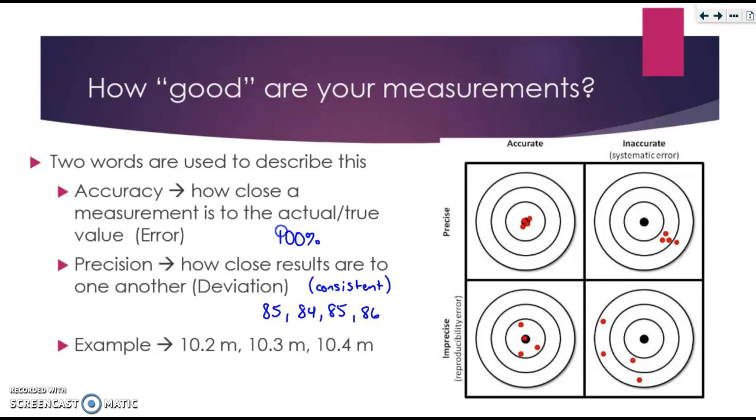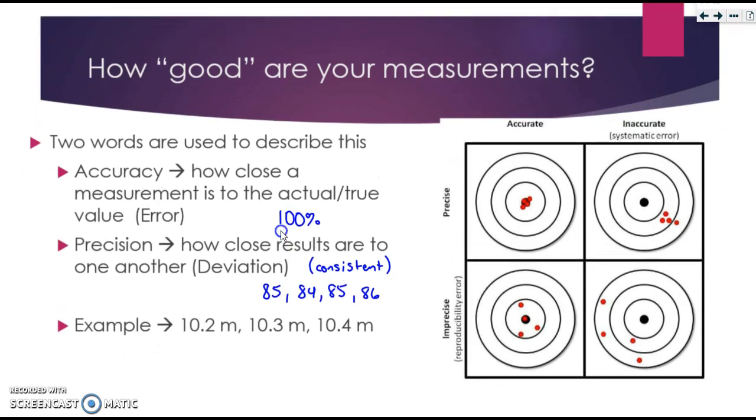You can also take a look at the dartboard here as an example. You can be accurate and precise, so pretty much hit the center every time. You can be accurate once, but imprecise the rest of the time. You can be inaccurate but precise because here all of the points are close together, or you can be neither, where you're all over the place with those darts.